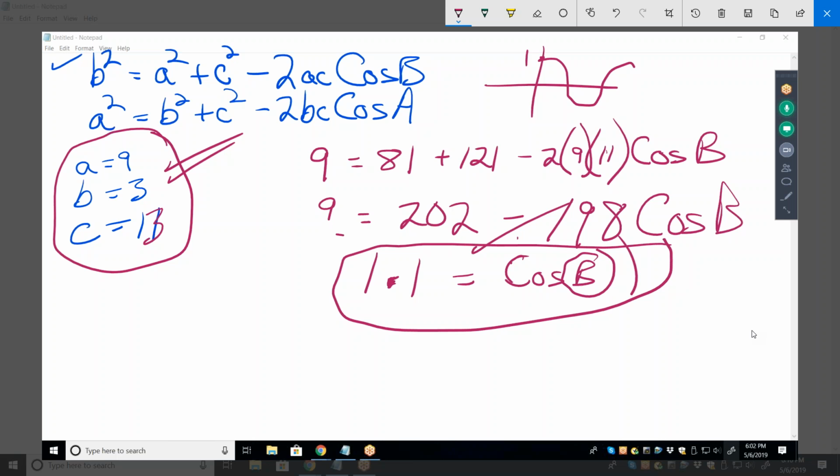So that's an impossible triangle, and if I were to use these numbers, 9, 3, and 13, I would have come up with cosine of B as a number greater than 1. And that would have notified me that that's an impossible triangle had I not noticed it in the first place.